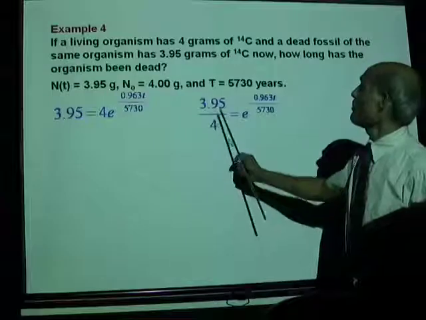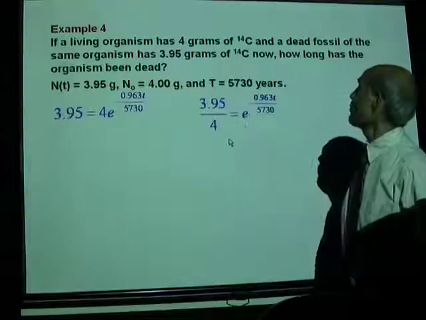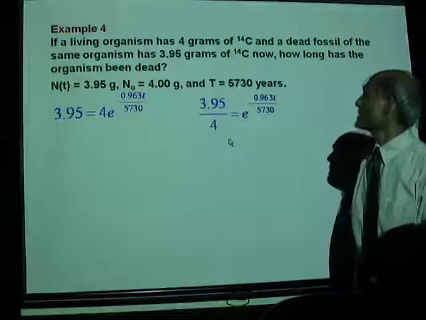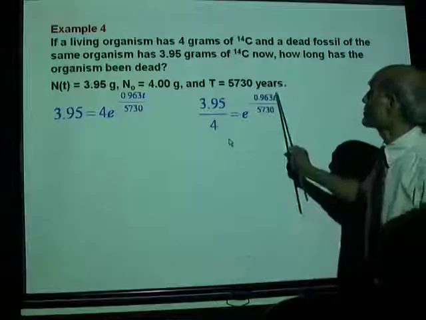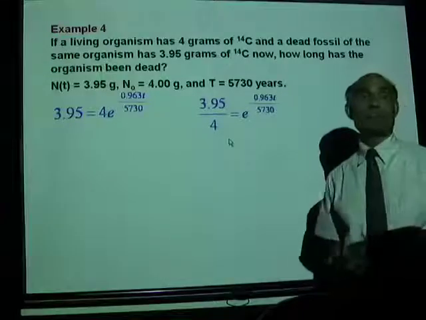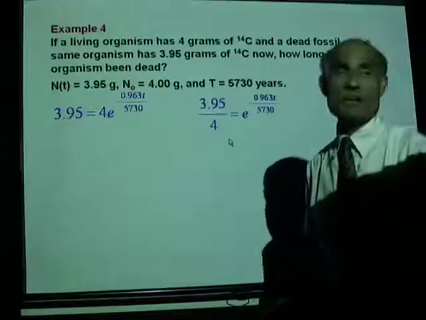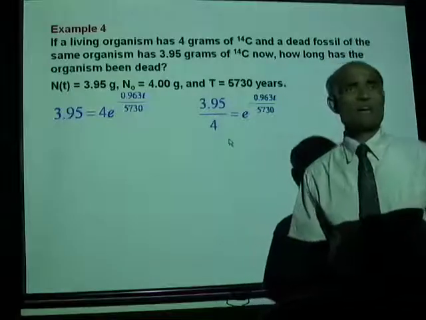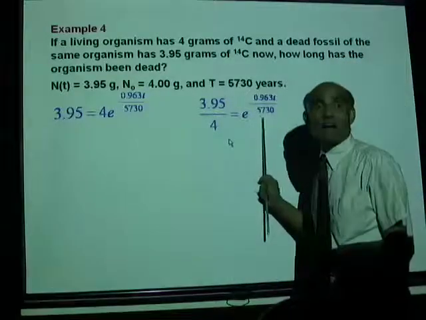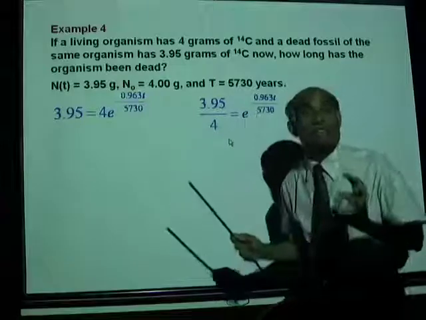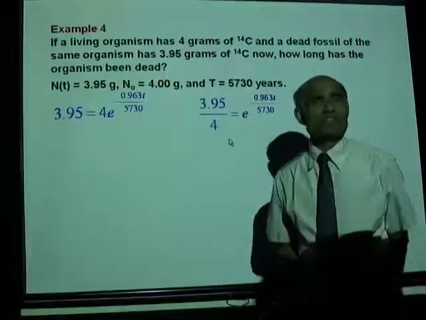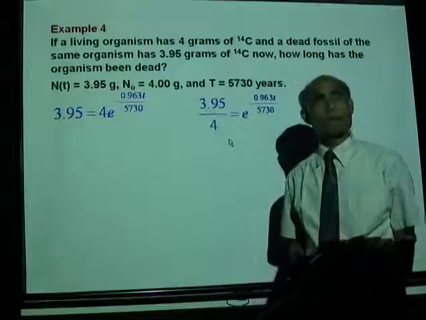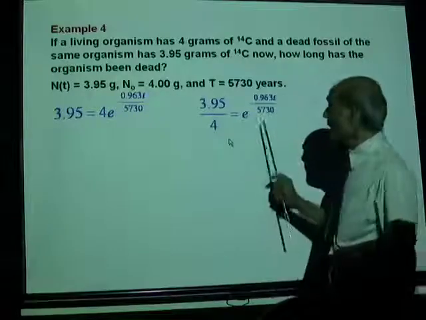Or we have 3.95 divided by 4 is e to the power of negative 0.963 T divided by 5,730. Now you probably have a question to ask me. I have left the half-life in years and did not convert to seconds. Is that okay? Yes, it is okay.